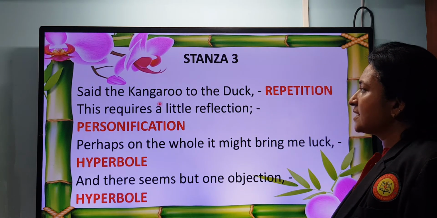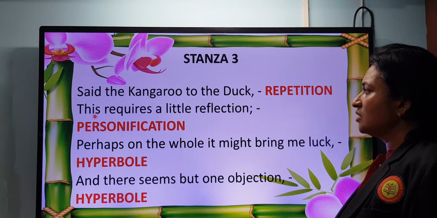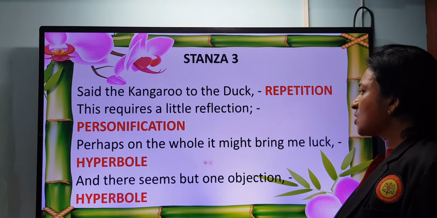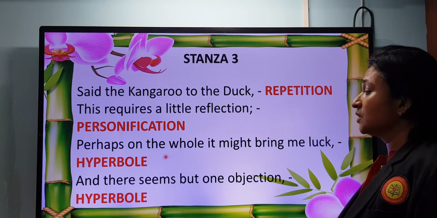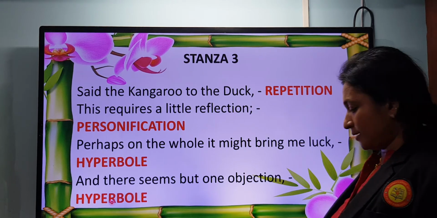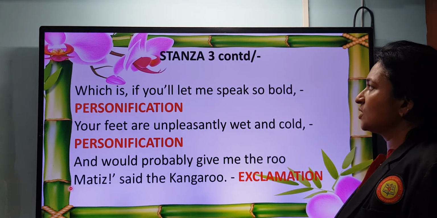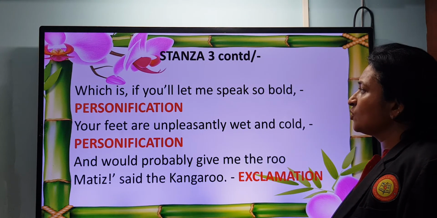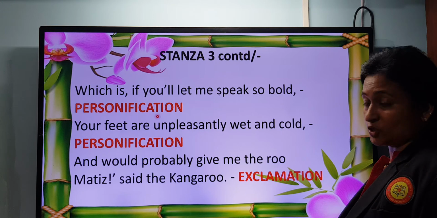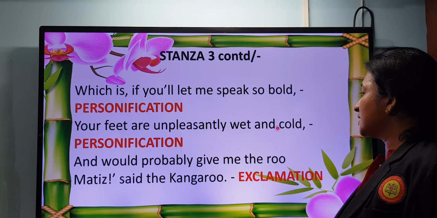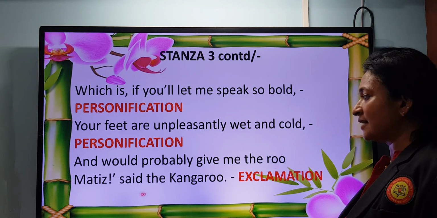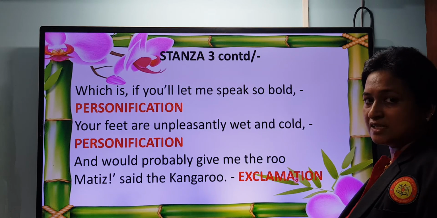Third stanza: said the kangaroo to the duck. Repetition. This requires a little reflection: personification. Perhaps on the whole it might bring me luck: exaggeration, hyperbole. And there seems but one objection. Again, this is hyperbole. Continuation of third stanza: if you will let me speak so bold, personification. Your feet are unpleasantly wet and cold, personification, and would probably give me the rheumatism, said the kangaroo. That is exclamation.